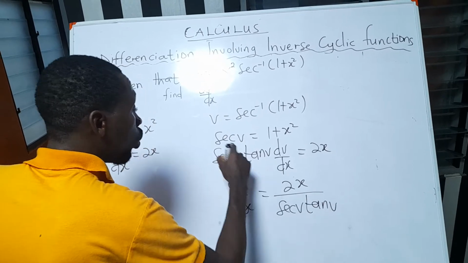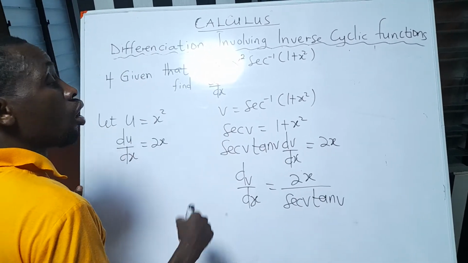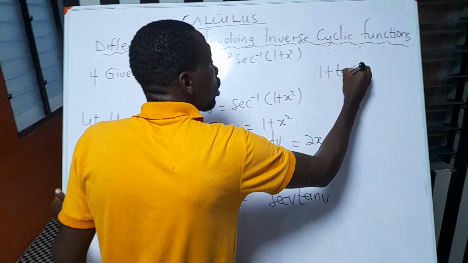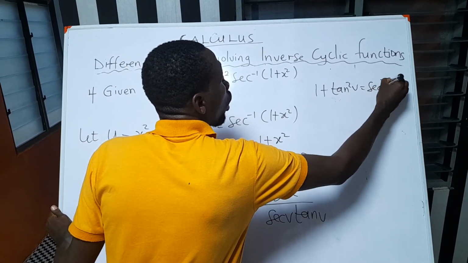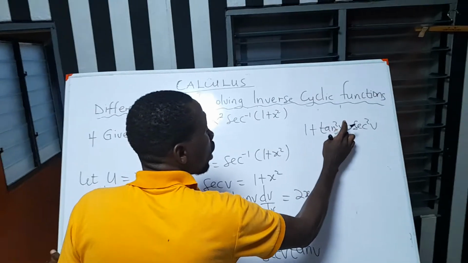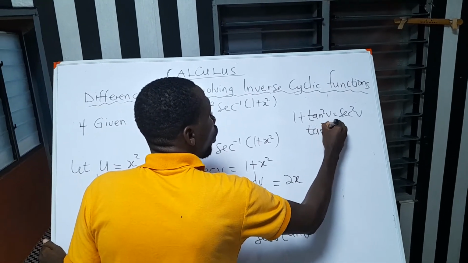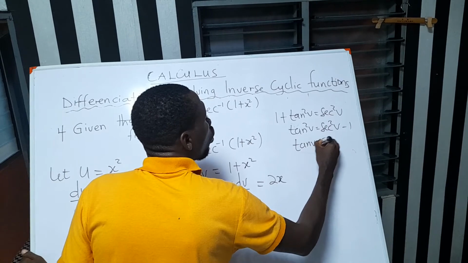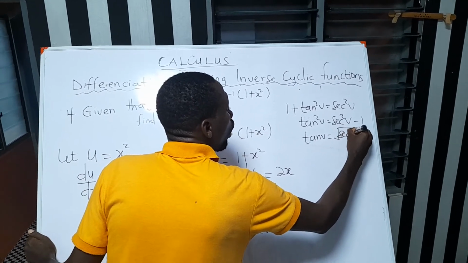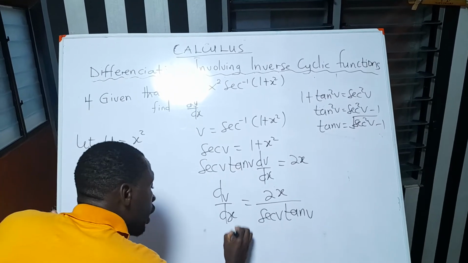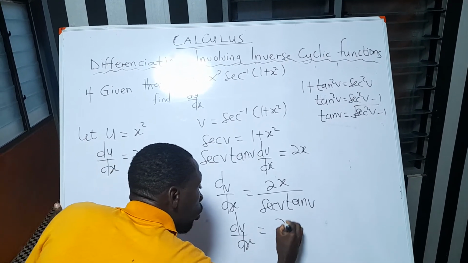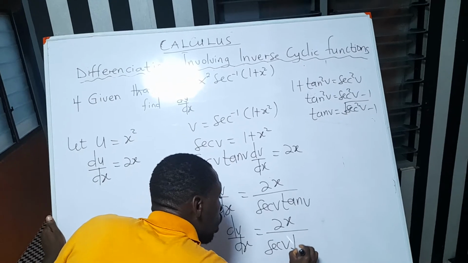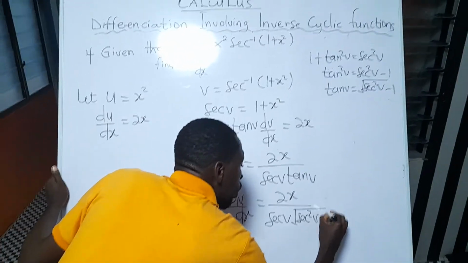Now we have a relationship. We know that sec v is 1 plus x squared, but we don't know tan v. But we have a relationship that states that 1 plus tan squared v is equal to sec squared v. So we can make tan squared v the subject. Tan squared v will be equal to sec squared v minus 1. So our tan v will be equal to the square root of sec squared v minus 1. So we substitute. Our dv over dx will be equal to 2x over sec v, then in place of tan v, we'll put the square root of sec squared v minus 1.